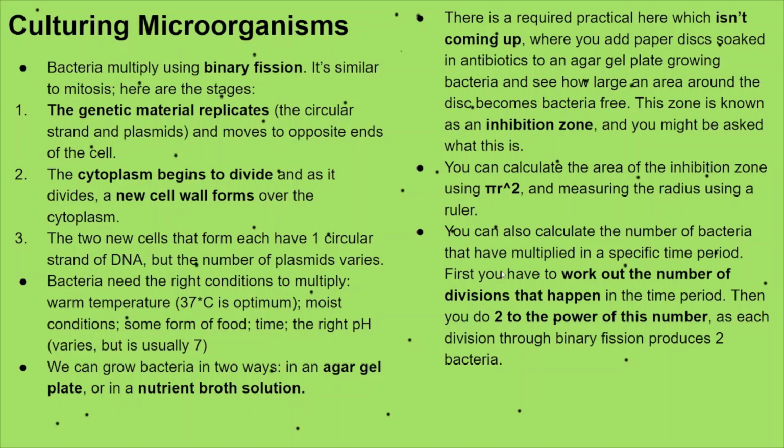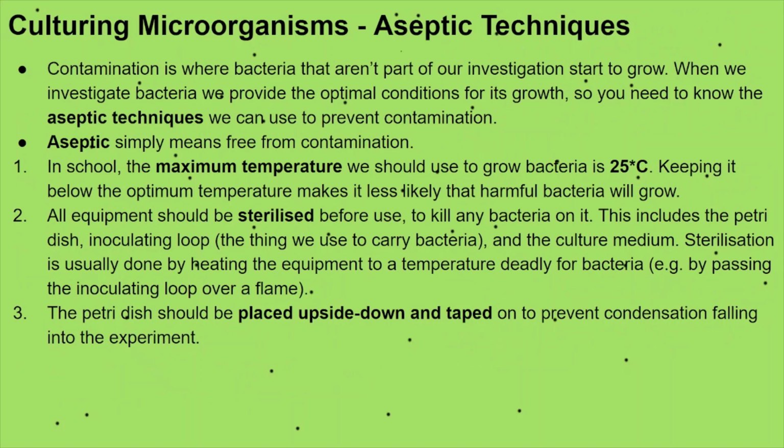And then if you're told that you have a certain number of bacteria already in the colony, for example, there's 350 bacteria to start with, you would multiply 350 by 8 to get your final answer of 2,800. You also need to know aseptic techniques that we can use to prevent contamination.